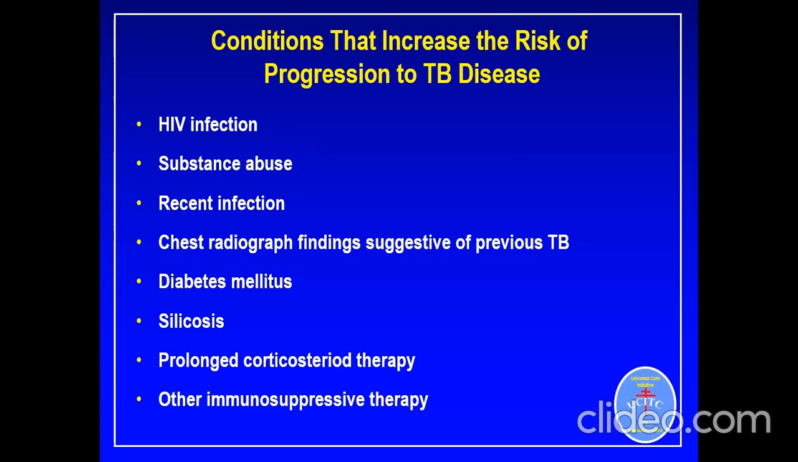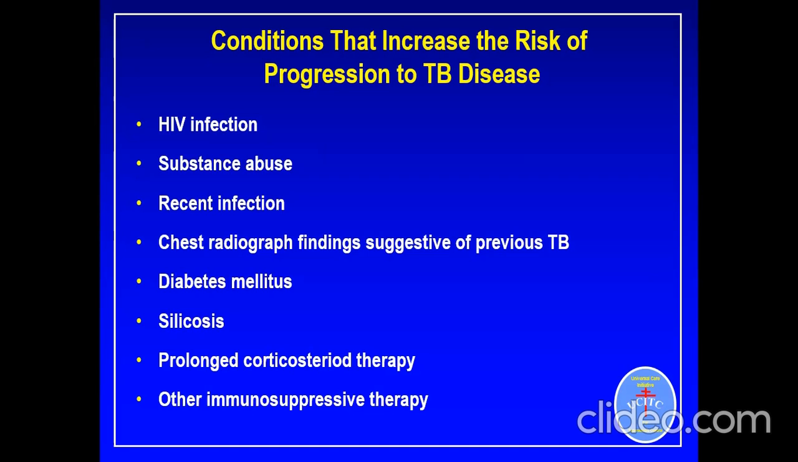A chest X-ray finding suggestive of previous tuberculosis. Any person who has had previous tuberculosis has an increased risk of developing active tuberculosis from a newly acquired infection. Diabetes mellitus we've already discussed. Silicosis is an occupational hazard which damages the lung, so the person can readily acquire infection, and this progresses to active tuberculosis because the local immunity is affected.